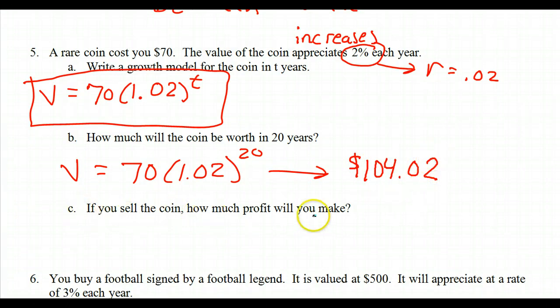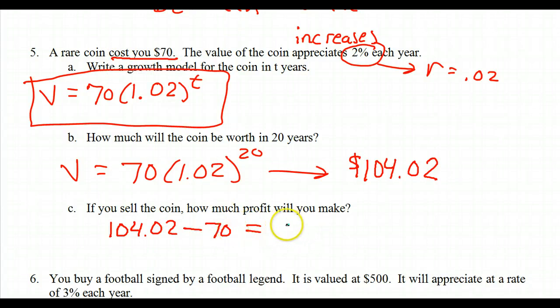If you sell the coin, how much profit will you make? Well, if we sell the coin, we're selling it for $104.02 minus the original cost to you, which was $70. And so that's going to leave $34.02 profit.